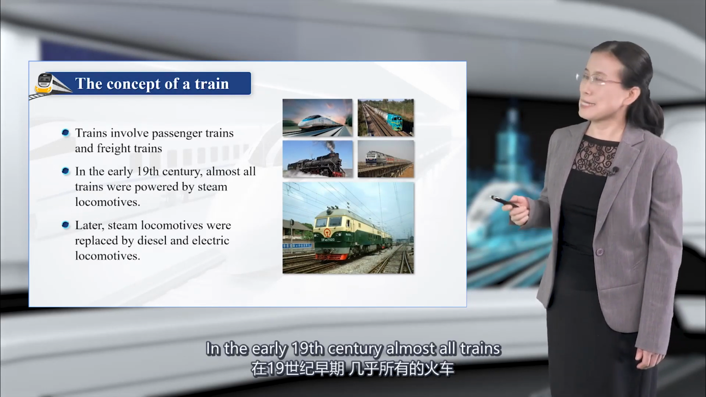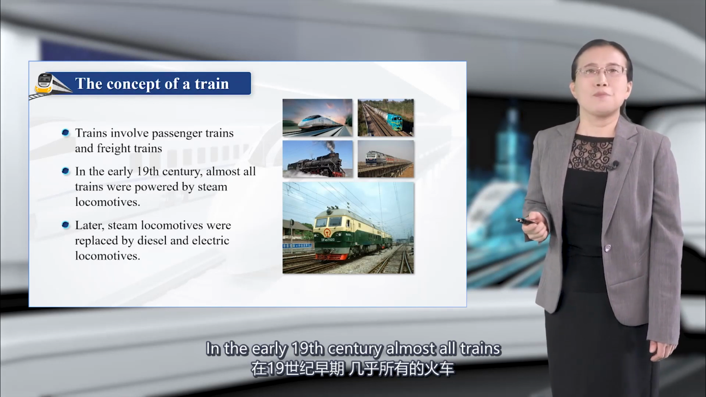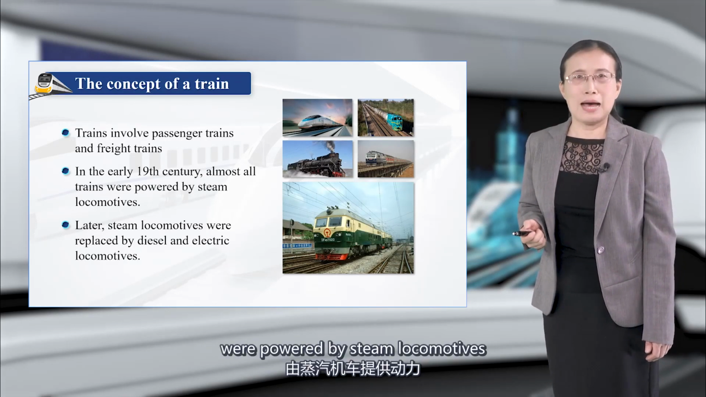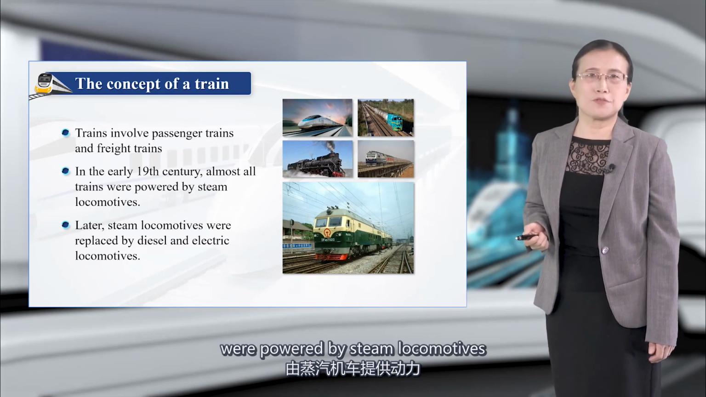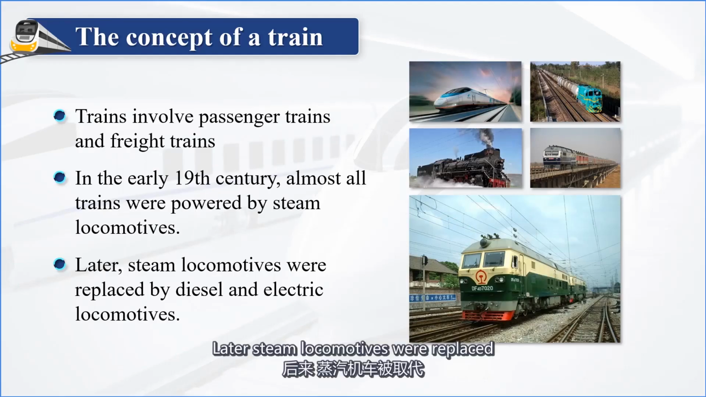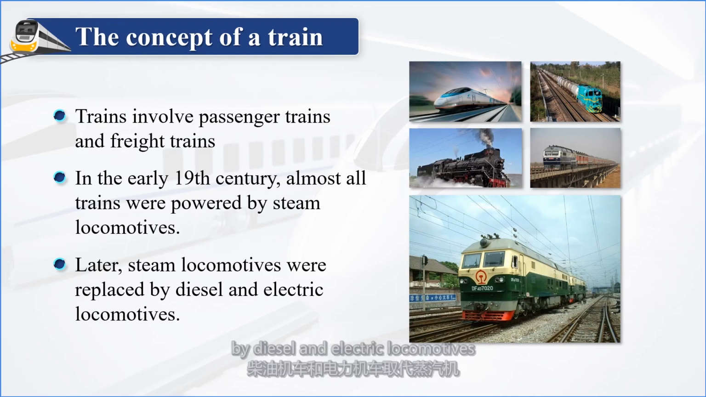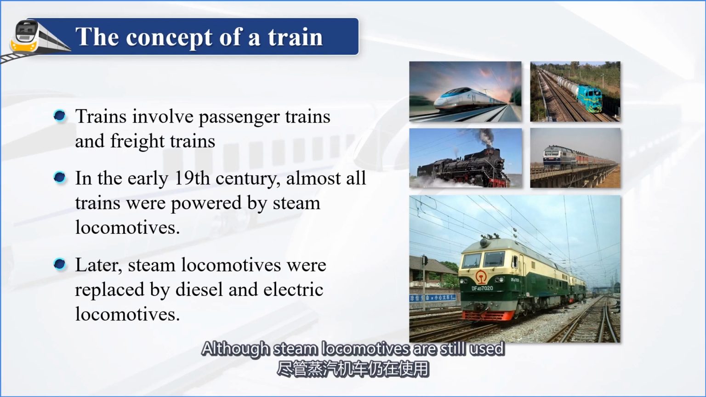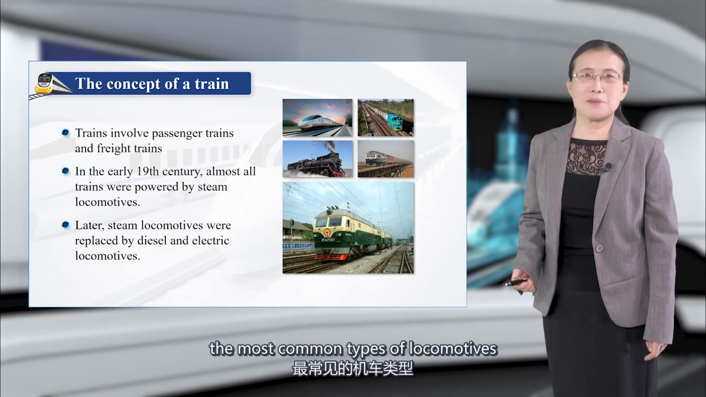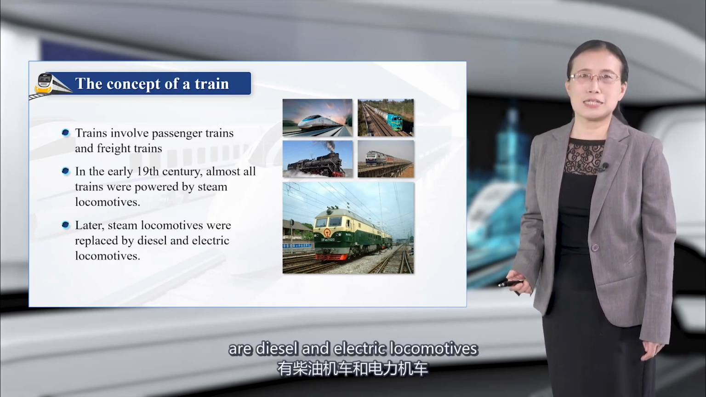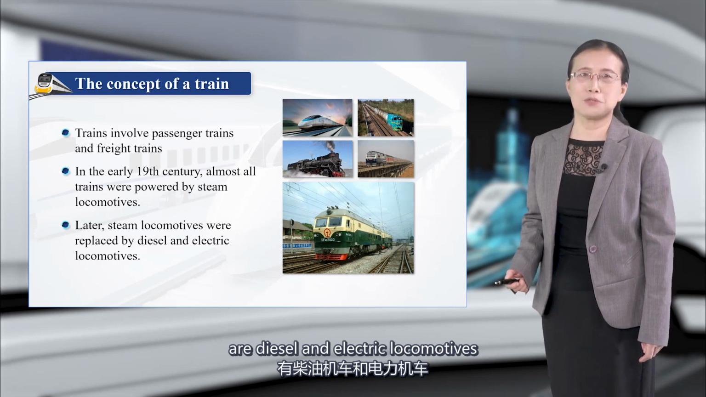In the early 19th century, almost all trains were powered by steam locomotives. Later, steam locomotives were replaced by diesel and electric locomotives. Although steam locomotives are still used in heritage railways, which are operated in many countries for the leisure market, the most common types of locomotives are diesel and electric locomotives.